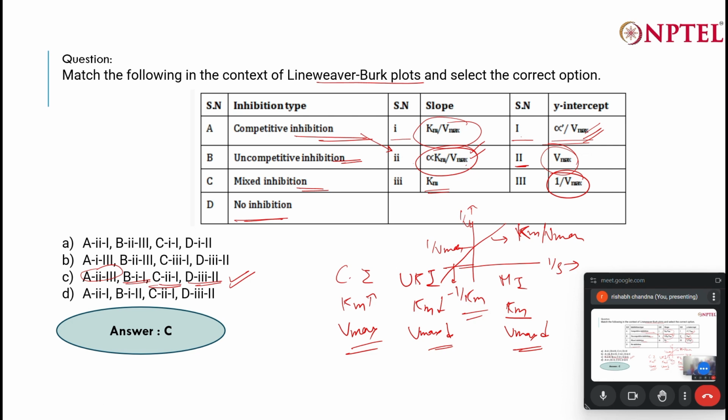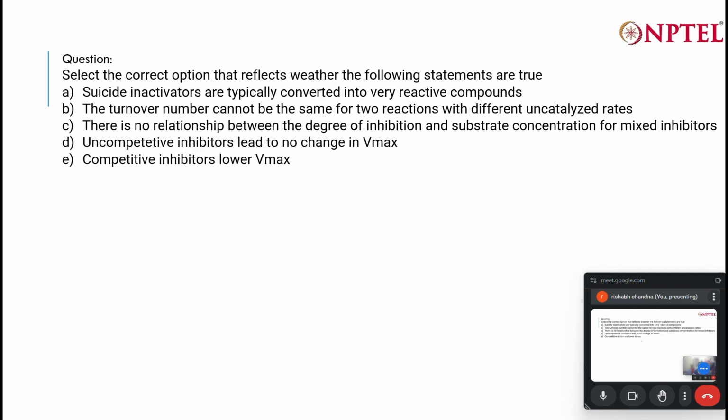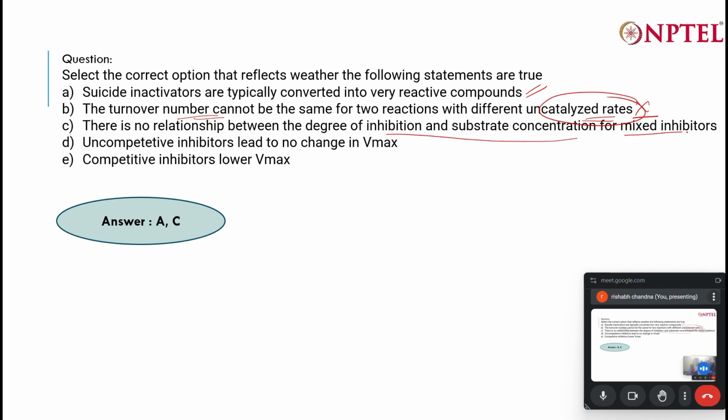Okay, so let's move on to the next question. Select the correct option that reflects whether the following statements are true. Suicide inactivators are typically converted into very reactive compounds. Yes, this is correct. Then the turnover number cannot be the same for two reactions with different uncatalyzed rates. This is false, because the turnover number can be the same for two reactions which have different uncatalyzed rates.